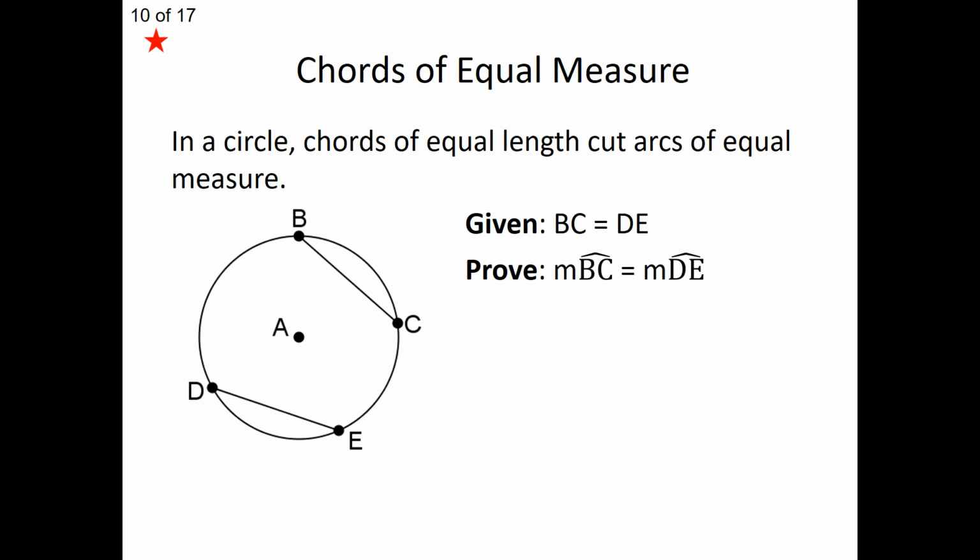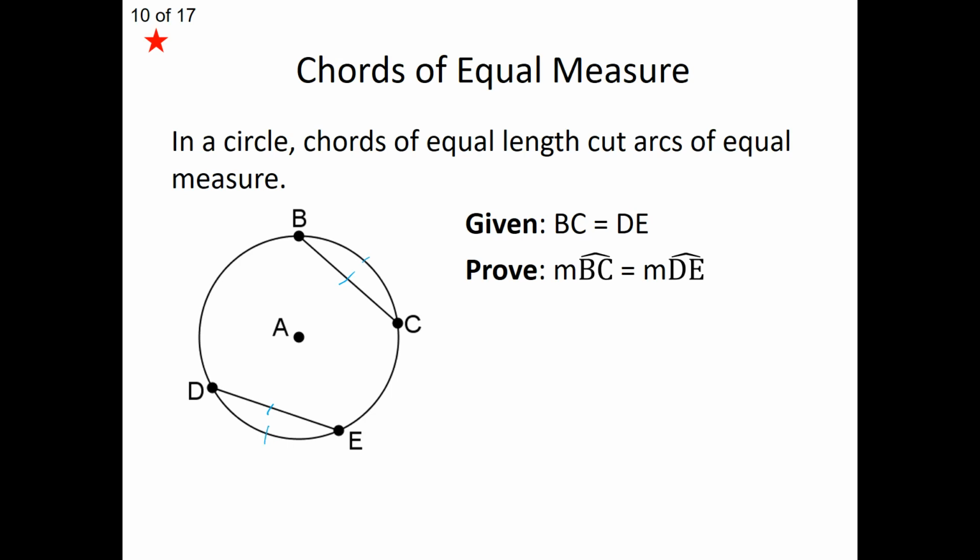In other words, look at our diagram below. We are given that BC is equal to DE. We're going to prove that the measure of arc BC is equal to the measure of arc DE. Notice we use that little m to represent the measure of the arc, and with the name of the arc, we place these little arc marks over the top. So we're given that chords BC and DE are equal, and we're going to prove that arc BC and arc DE are also equal in measure.